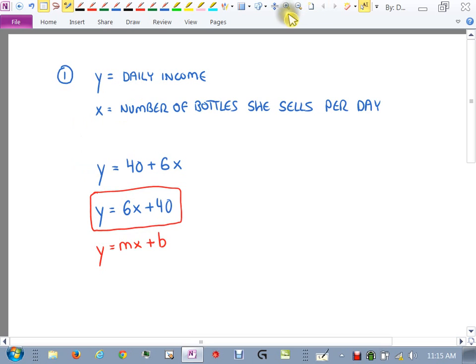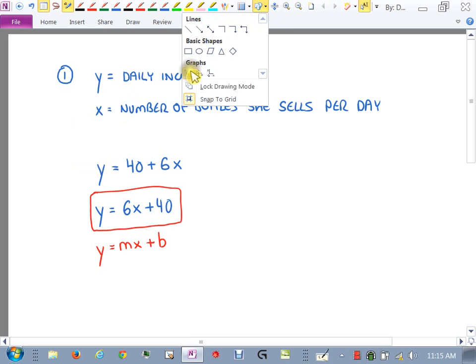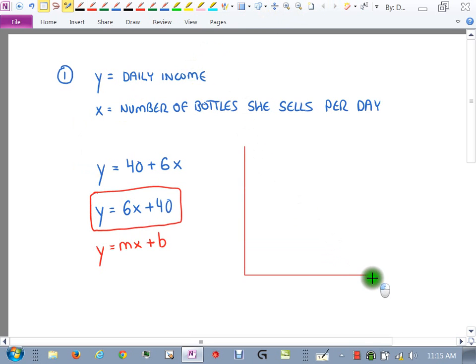Now we actually want to graph it. So the way I'm going to graph this is going to be x over here. It's going to be y over here. And now I'm going to mark out our y-intercept, which is 40. So I'm going to go up, let's say I'm going to count by 5s, 5, 10, 15, 20, 25, 30, 35, 40. And that'll be 1 point on my graph.